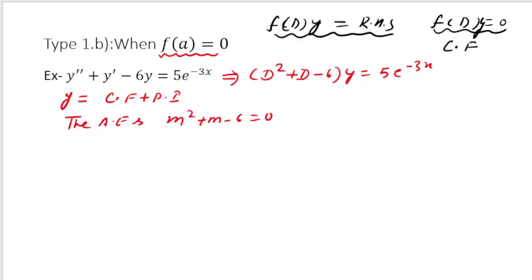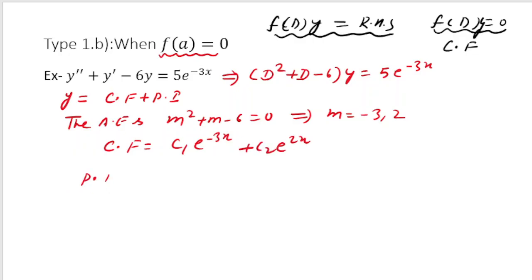Again I am saying that I am not going to find the roots and everything in detail. If you solve it, you will get the roots m = -3 and 2. So the complementary function part is c1 e^(-3x) + c2 e^(2x). Now how do you find PI? To find PI, you write 1/F(D). So what is F(D) here? D² + D - 6, and we need to operate it on 5e^(-3x).